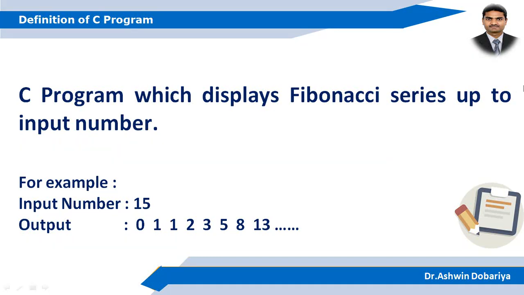C program which displays Fibonacci series up to the input number. For example, our input number is 15. Then the Fibonacci series should be displayed like this. It will start from 0, 1, 1, 2, 3, 5, 8 and 13. So in that way, how we can write this kind of general programs.